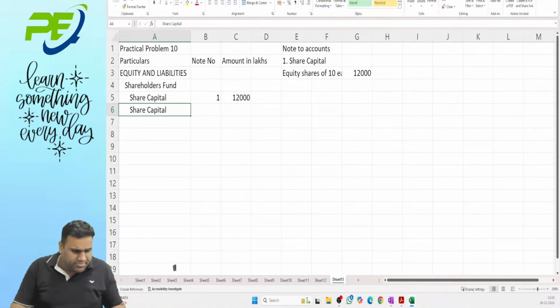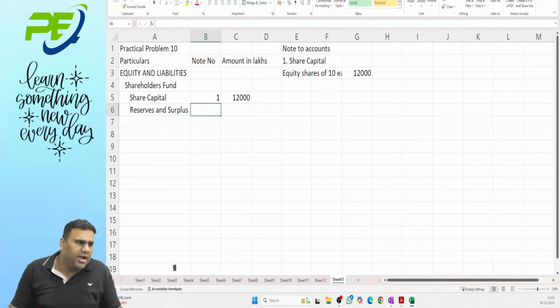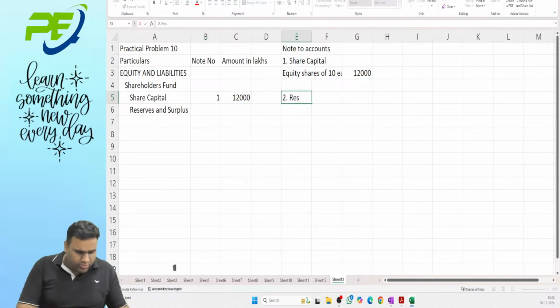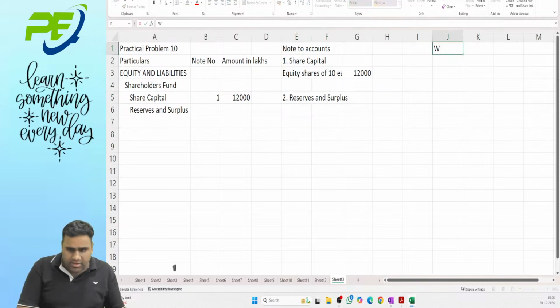After this, next item, reserves and surplus. Here, this part we have to be very careful, everyone. Can I begin? So, note number 2, reserves and surplus. And before we start this note, working note 1, cost of control. We compare what and what?